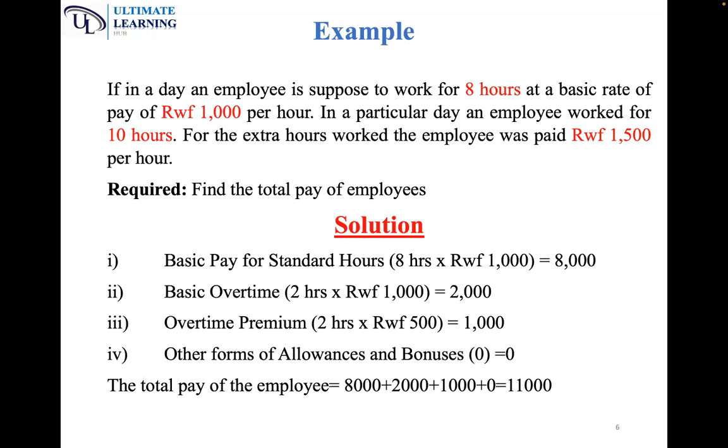So remember, we have said that employees are classified into 2, direct employees or indirect employees. When we are looking at employees' pay, there is the basic pay for standard hours, there is the basic overtime, there is the overtime premium, and there are other forms of allowances.